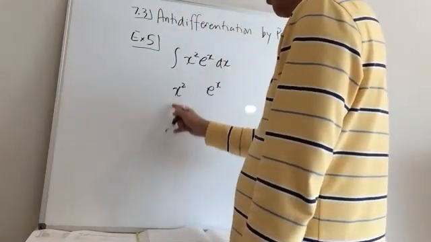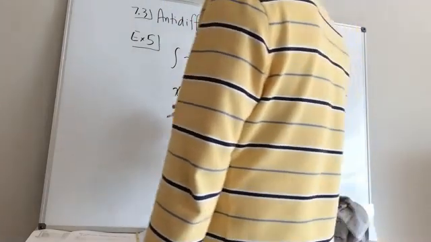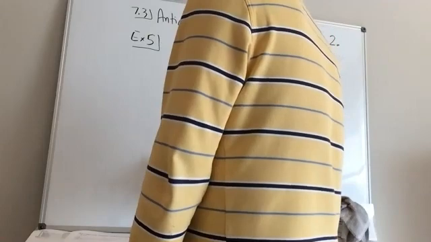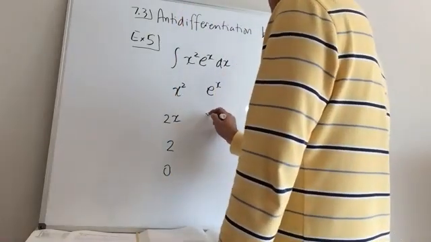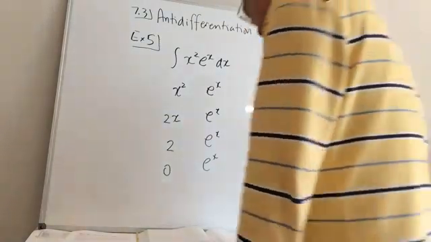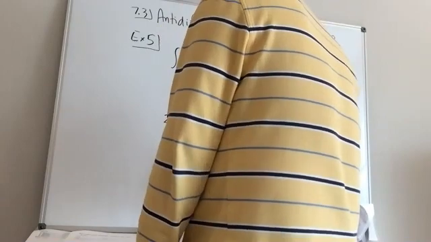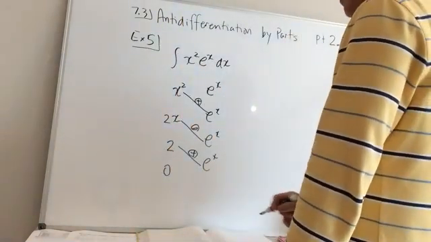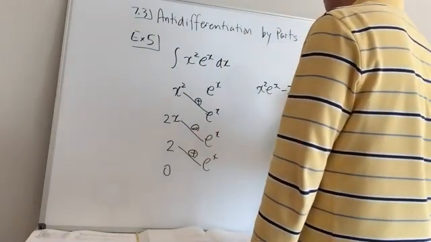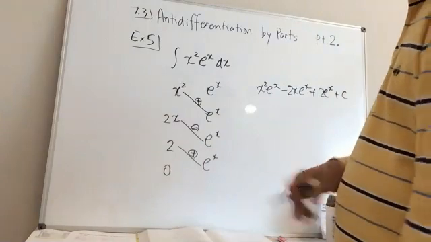On this side, we're going to differentiate. On this side, we're going to integrate. If I differentiate this, I get 2x. If I differentiate this again, I get 2, and then I get 0, right? If I integrate this, I get e to the x, e to the x, e to the x. So here you go. We go plus this, minus this, plus this, and you keep on going down like that. So this becomes x squared e to the x minus 2x e to the x plus 2e to the x. Then obviously we have the c. And this is your answer.